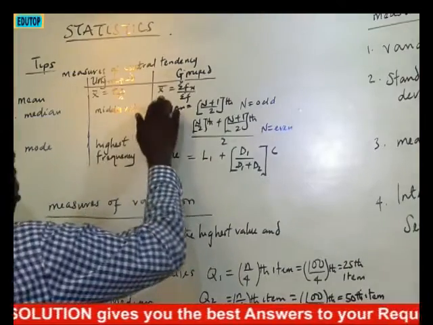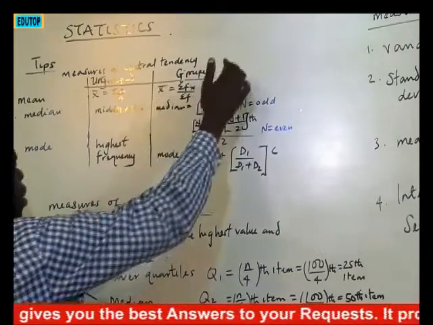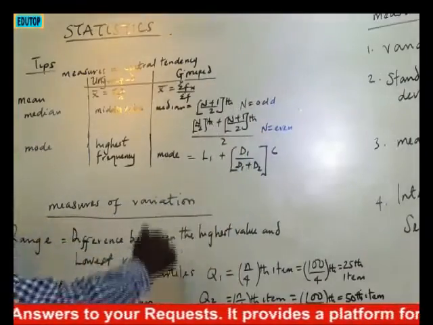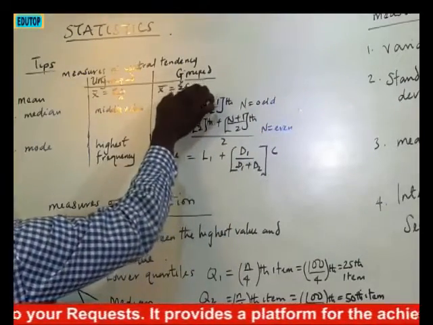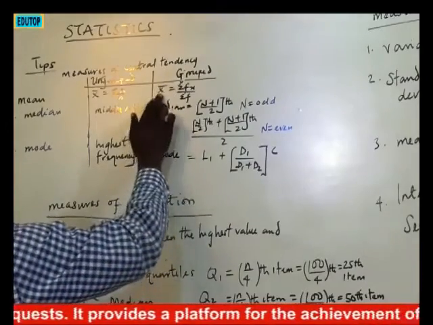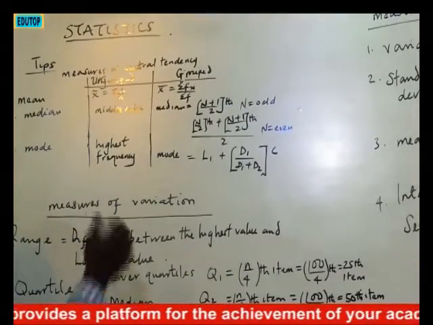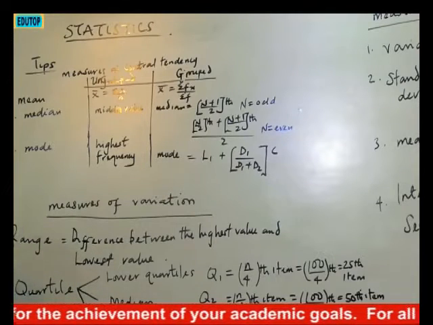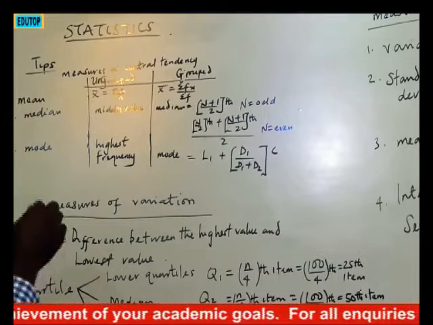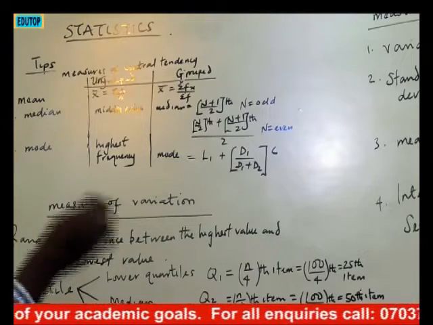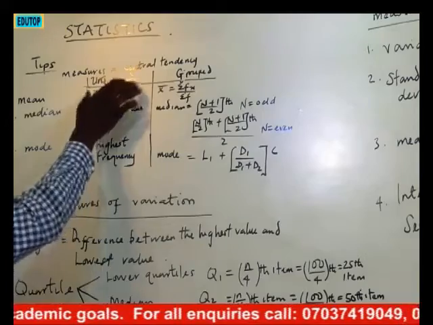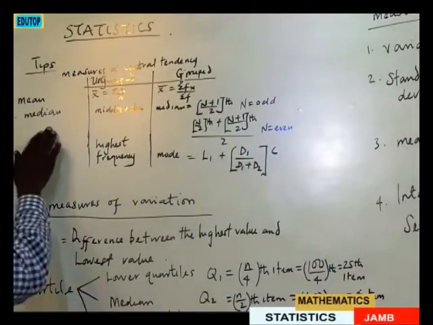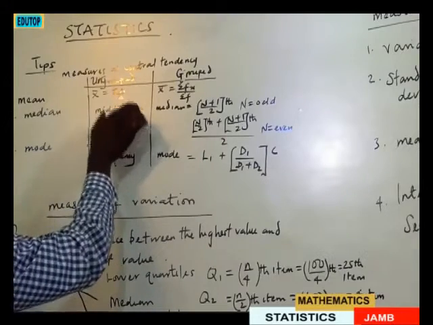But if it is for grouped data, that is, when you have a particular score or mark with the corresponding frequency, then we adopt this formula: x bar equals summation of f x over summation of f. That is for mean. So your question can come in two dimensions, either as ungrouped data or as grouped data. Then, the median is usually what?